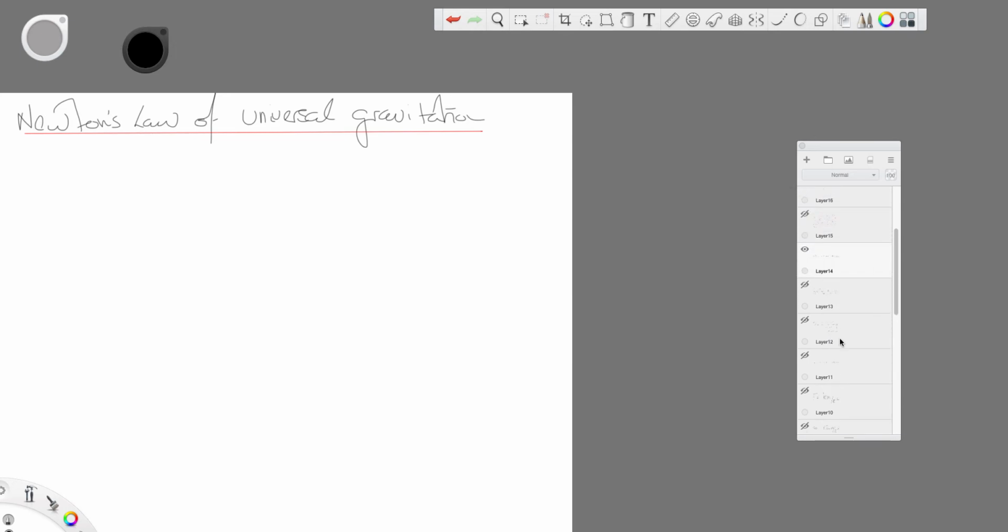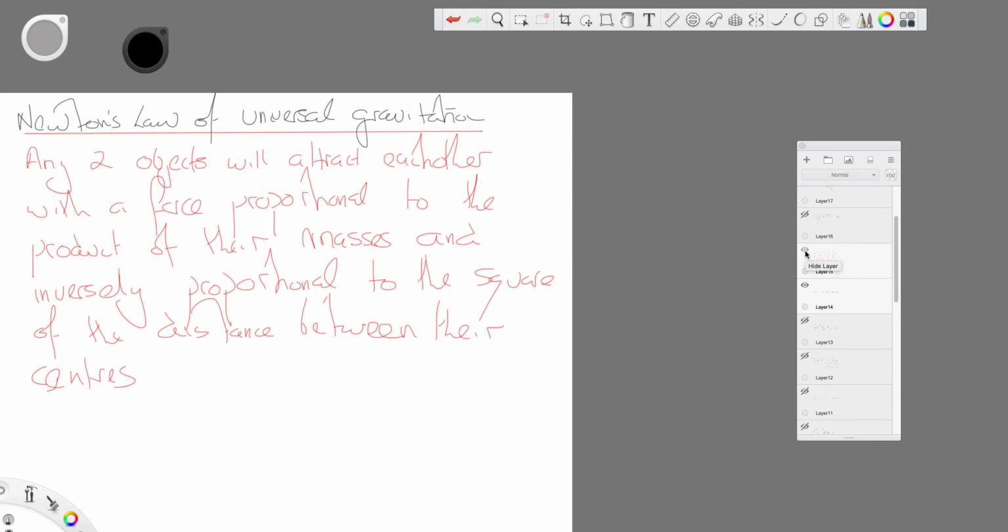So, Newton's universal law of gravitation. He said that any two objects will attract each other with a force proportional to the product of their masses and inversely proportional to the square of the distance between their centres. Most of the time we'll consider point masses, and so we won't worry too much about that. But just occasionally you're going to be looking at spheres, and it's from the centre of one sphere to the centre of the other. The centres of mass is the distance that we're talking about.